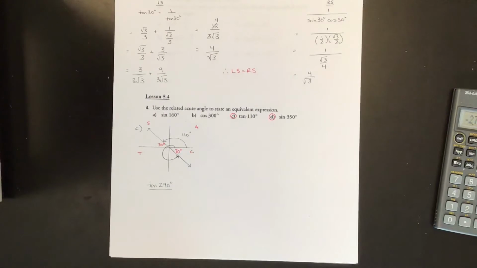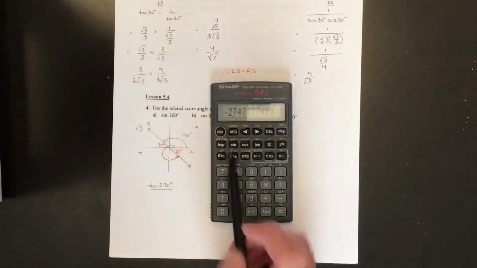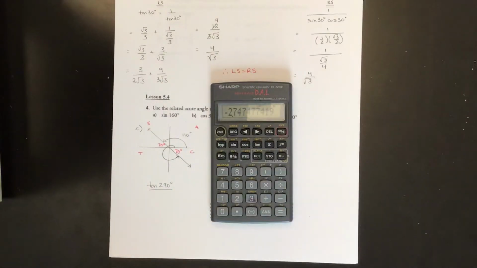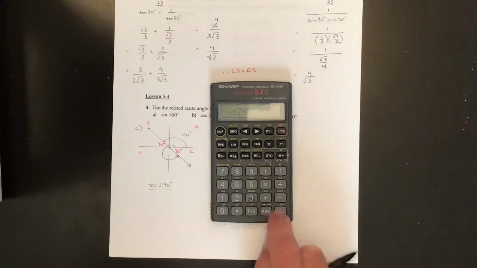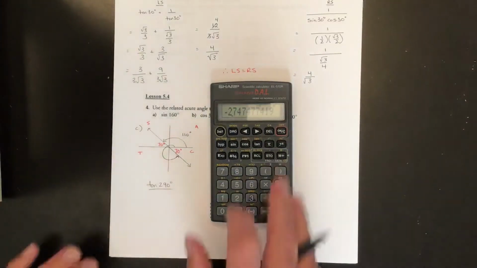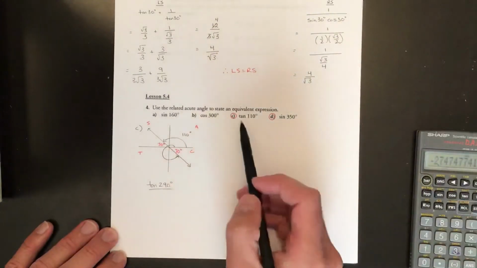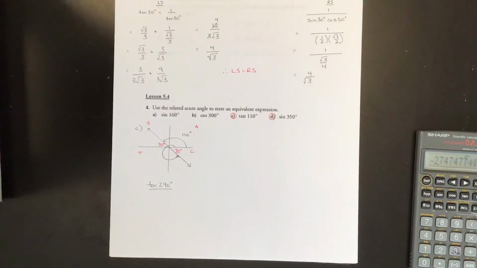So the tan of 290. Now just to check, we have the tan of 110, negative 2.7474. Now we type in the tan of 290, and we get the exact same decimal. That's how we know that the angles are the same. So an equivalent expression to tan 110 is tan 290, because you get the same decimal.